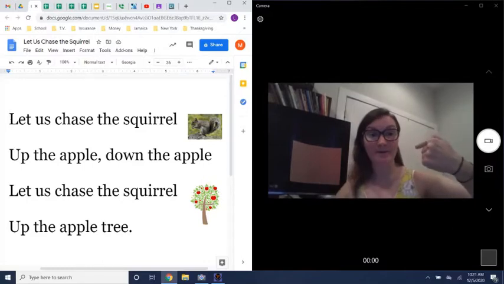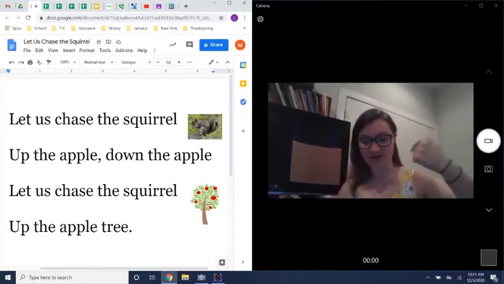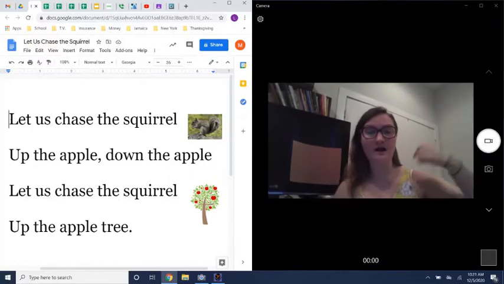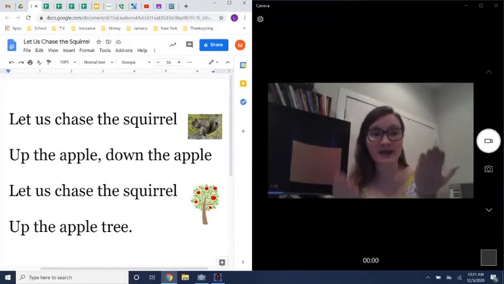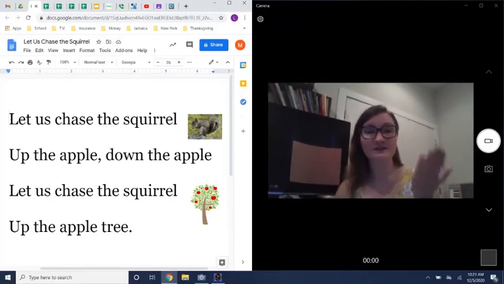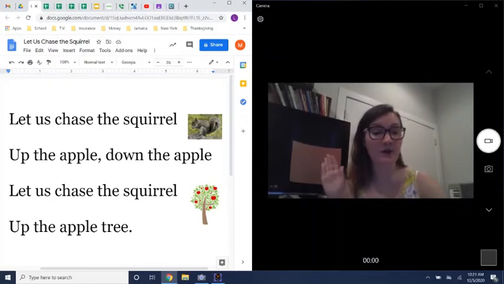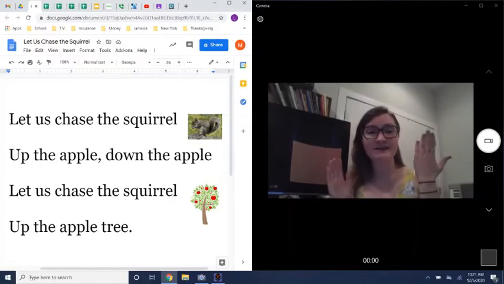Last 2 lines, my turn first. Let us chase the squirrel, up the apple tree. Sing that with me, ready, go. Let us chase the squirrel, up the apple tree. By yourself, ready, go. Last time, last 2 lines. Let us chase the squirrel, up the apple tree.